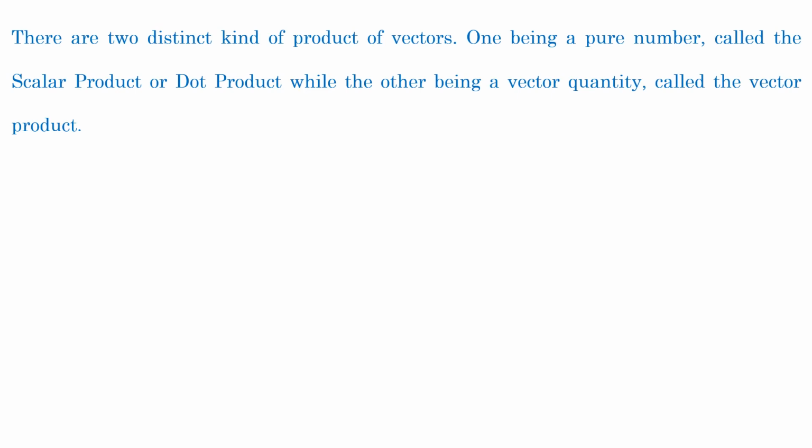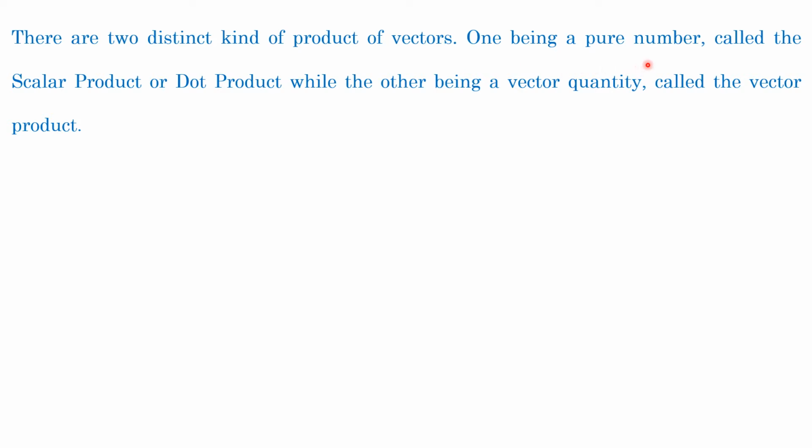Actually, in vectors there are two types of products. One type is known as the scalar product and the second type is known as the vector product. Scalar product means the final result of the product comes as a scalar number, and vector product means the final result of the product will come as a vector quantity. So first you write this one. There are two distinct kinds of products in vectors.